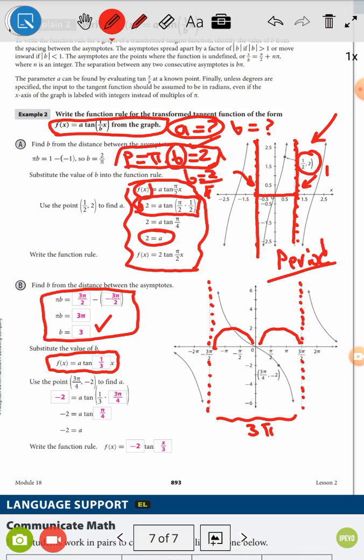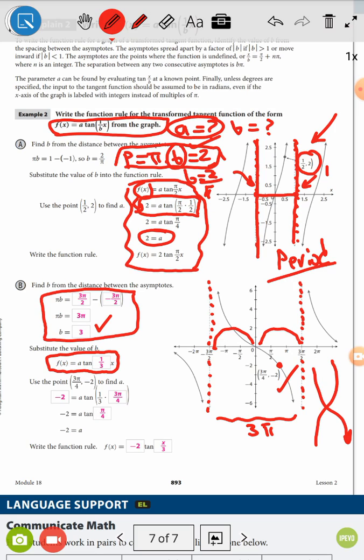Now, do we have a point? Yes, we have it. This is given. And look at the function. It's clear, guys, that the function is inverted, because this is not the normal tangent. The normal tangent looks like this, and now it's flipped. So definitely I have a reflection. So a must be negative at the end.